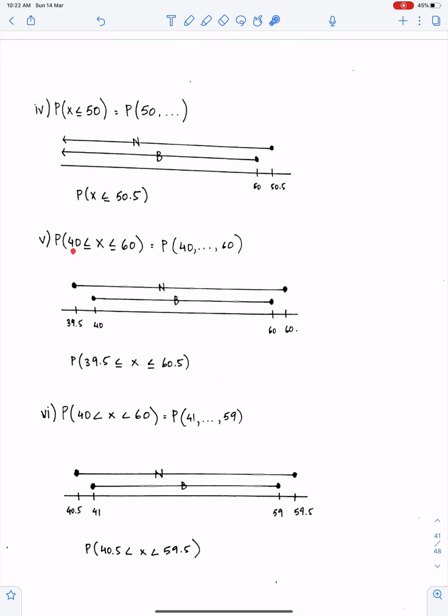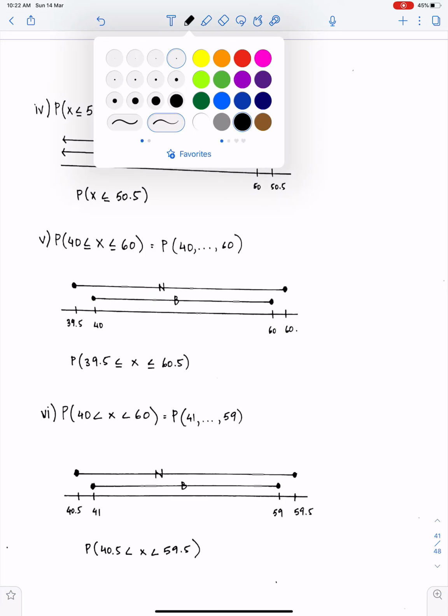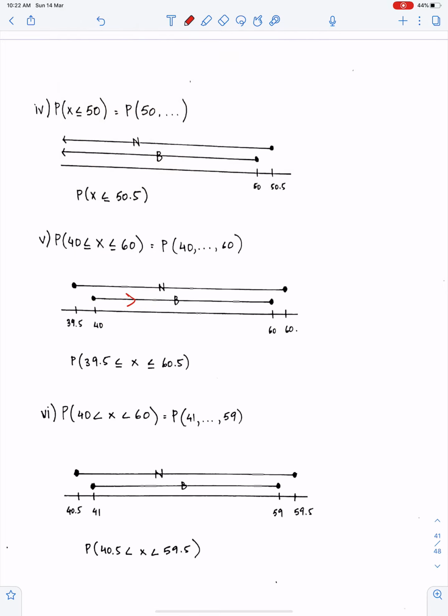Here both the numbers are inclusive, so write 40 here and 60 here. For 40 you are going in this direction, so take the lower bound. For 60 you are going in this direction, so take the upper bound of 60. It should be 60.5.